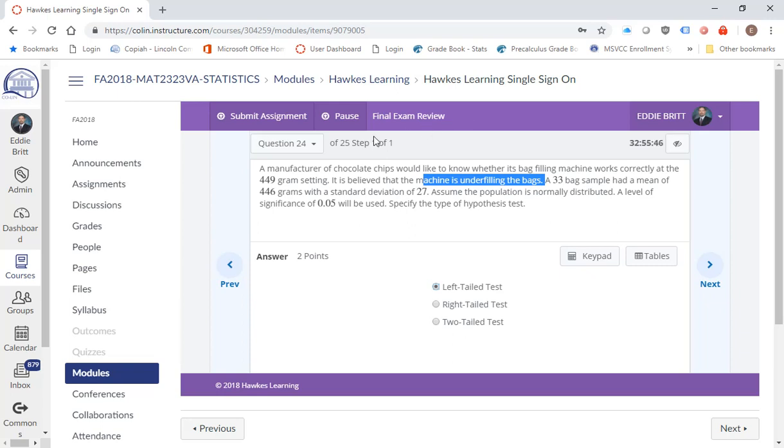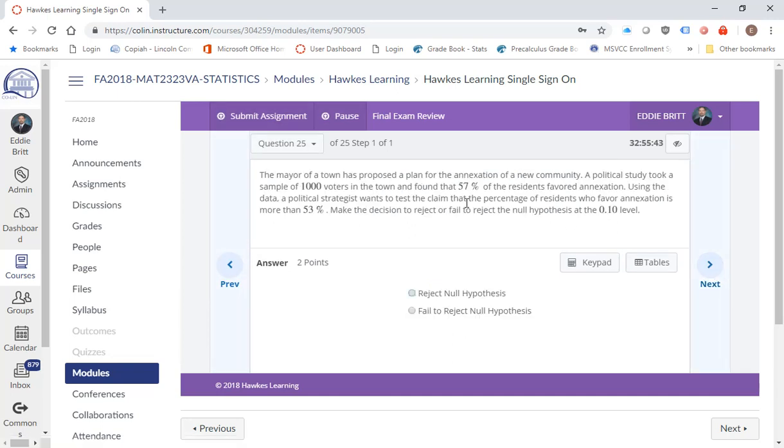All right. Last problem, number 25. We have to do the entire thing and then figure out: do we reject or fail to reject the null hypothesis? So I need to write everything down.